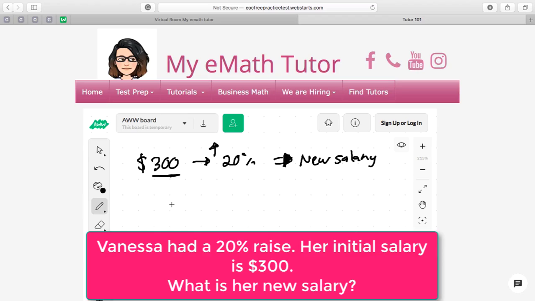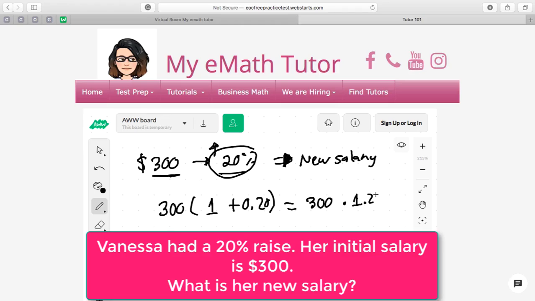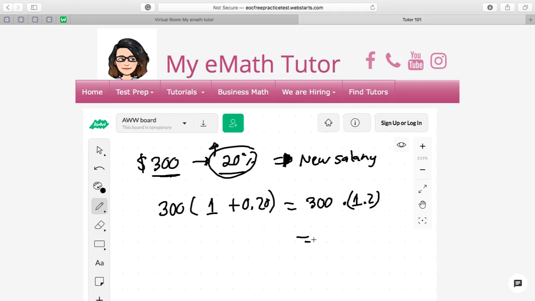Well, really easy. The first thing you have to do is figure out the 20% of 300. So you can rewrite this as 300 times 1 plus, and now, instead of writing 20%, I need to write this as a decimal, right? And then I just do the math. This is 300 times 1.2, right? If you're doing it with a calculator, you're going to get 360.